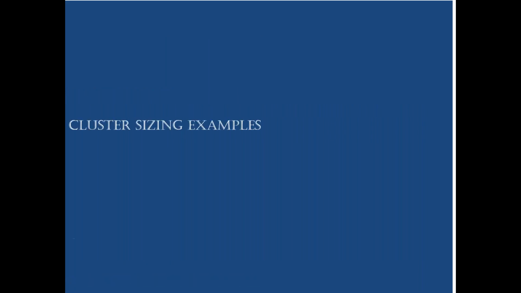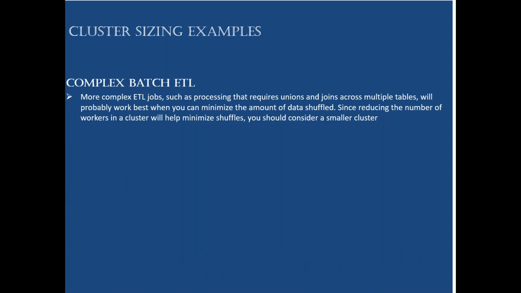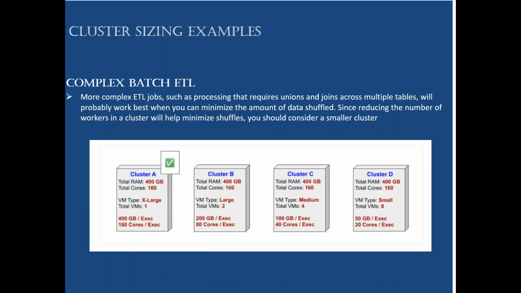Okay, next, complex batch ETL. You will have more complex ETL jobs, such as processing that requires unions and joins across multiple tables. They will probably work best when you can minimize the amount of data shuffled. So what you want to do is minimize the data that you shuffle. Since reducing the number of workers in a cluster will help minimize the shuffle, you should consider a small cluster. Why a small cluster here?